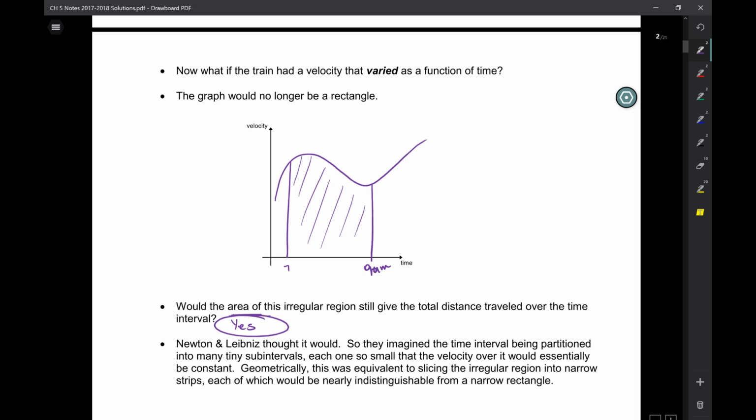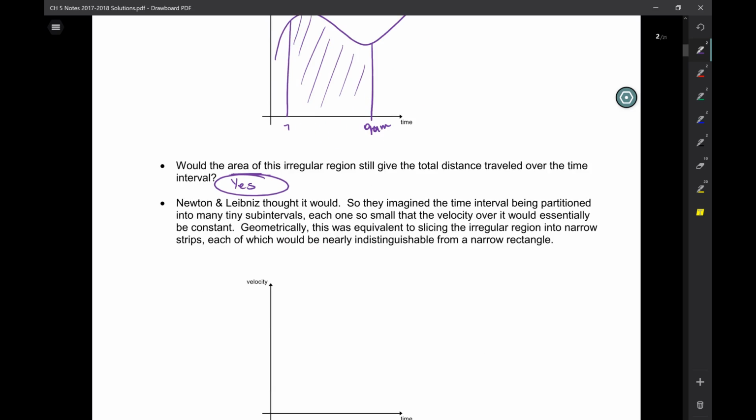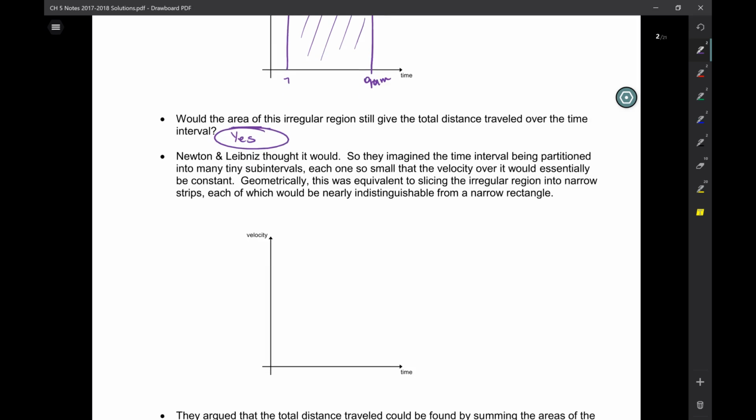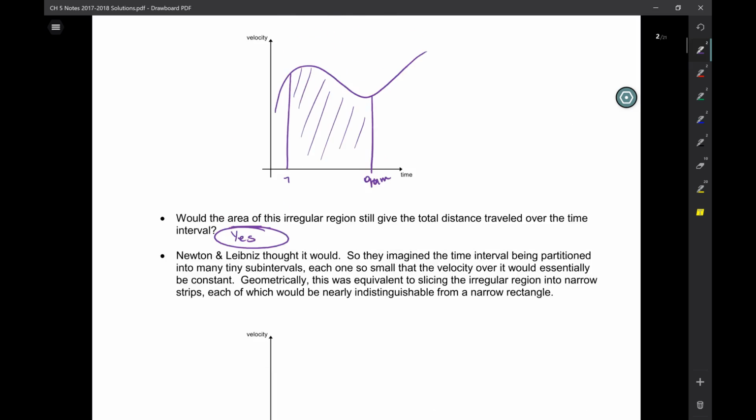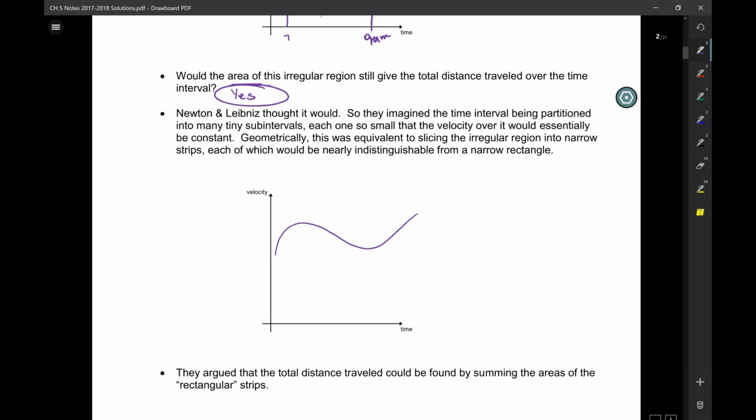In fact, both Isaac Newton and Leibniz, another mathematician, thought the same, that the area under velocity time graphs would provide distance. So they figured out a way to do it. So let's get that same exact curve, and that same exact interval, from 7 to 9. You know what they thought of doing?